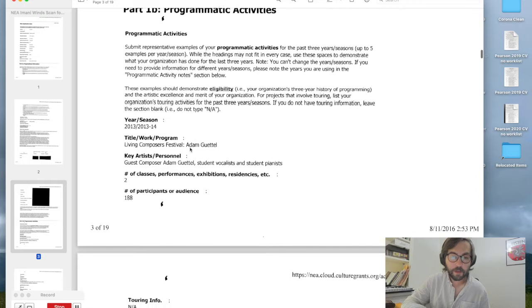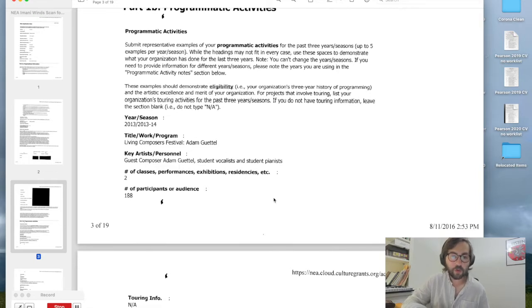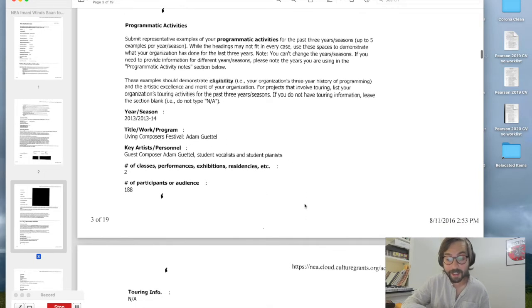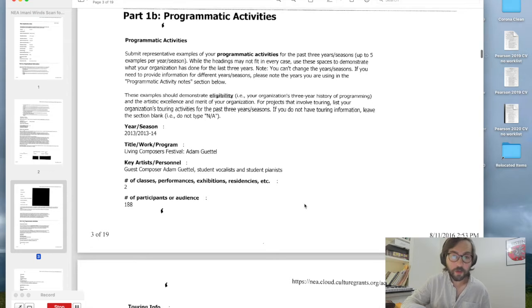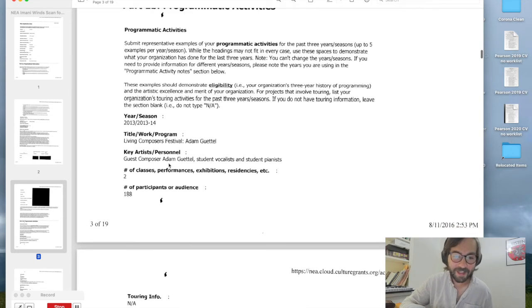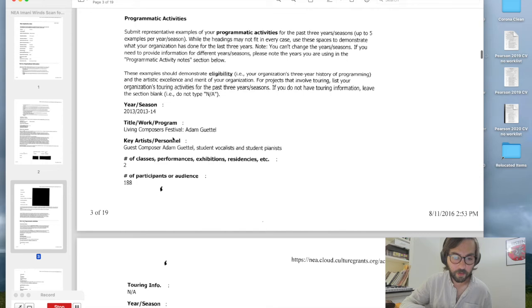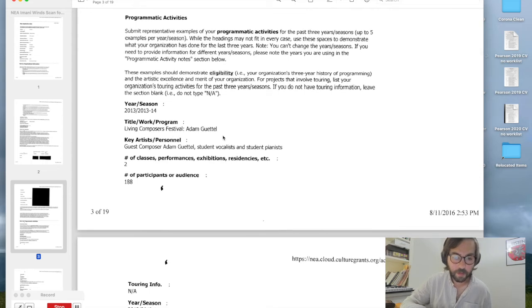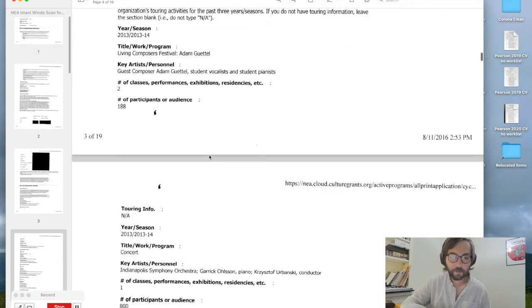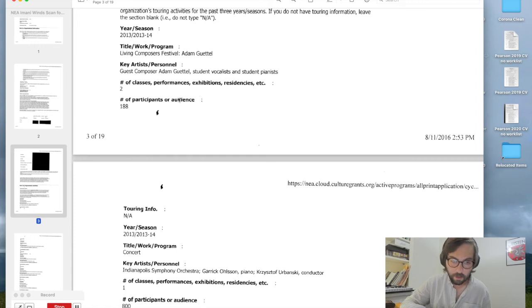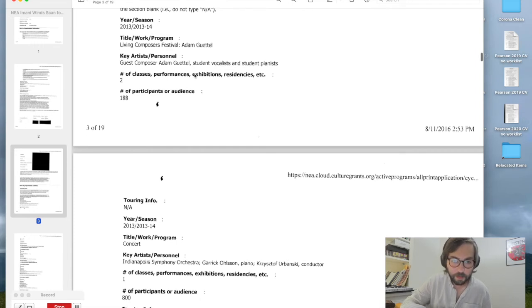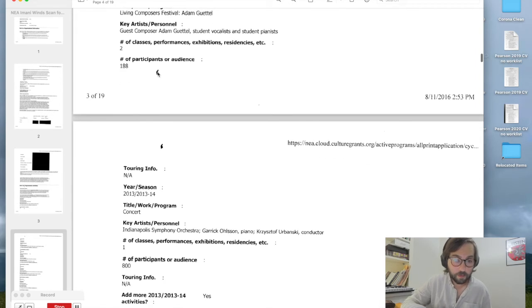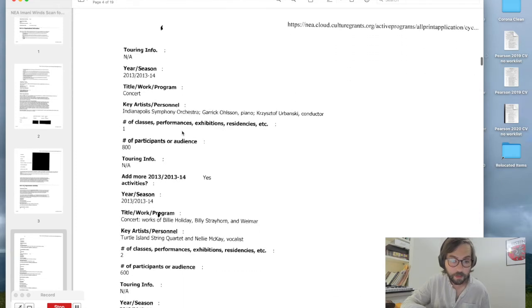Programmatic activities, this is past programmatic activities. So this is, again, sort of backing up that you're an organization that can do stuff. This is going back to the 13-14 season, talking about the Living Composers Festival. Fair amount of detail here. Guest artists, number of classes, number of participants or audiences.